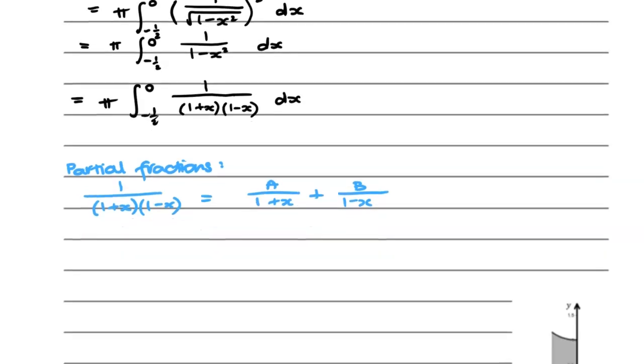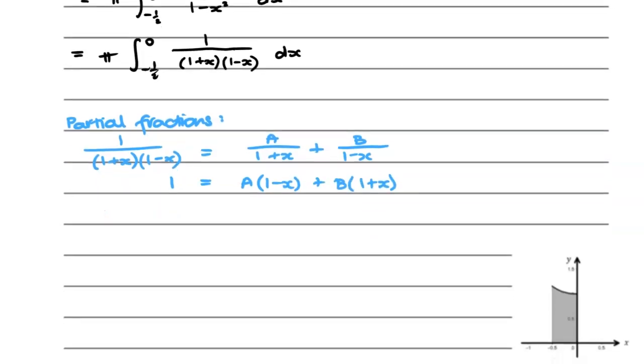Better. So that means if we multiply everything by that denominator, we're going to have a(1 minus x) plus b(1 plus x). Now this one's really nice because we can substitute in 2 nice values, x equals 1 and x equals -1. So we'll let x equal -1 to start off with.